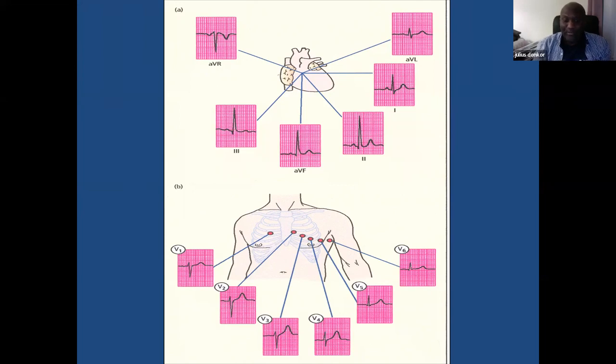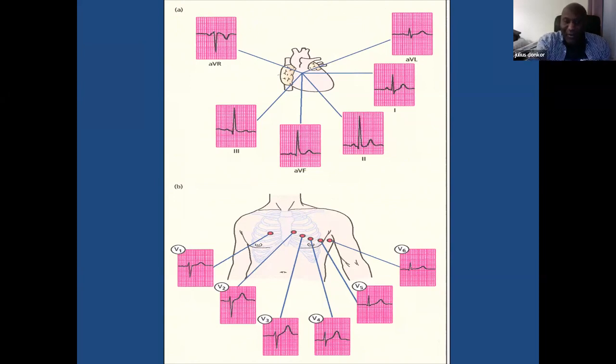So somebody whose heart's rotated more vertical might look completely different to someone rotated leftward, who might have a delayed transition. So these are things to look out for. It might be a normal variant for the patient. And you should always get a transition normally between V3 and V4.